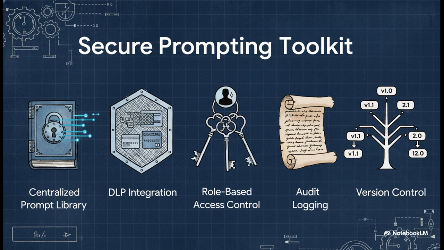Thankfully, you don't have to do all this by hand. There are specific tools that can help you enforce all these rules. Think of it as a security toolkit. We're talking about things like a centralized library for pre-approved safe prompts or automated systems like DLP and role-based access control. And don't worry, we'll define those in a sec, that basically act as your digital guardrails.